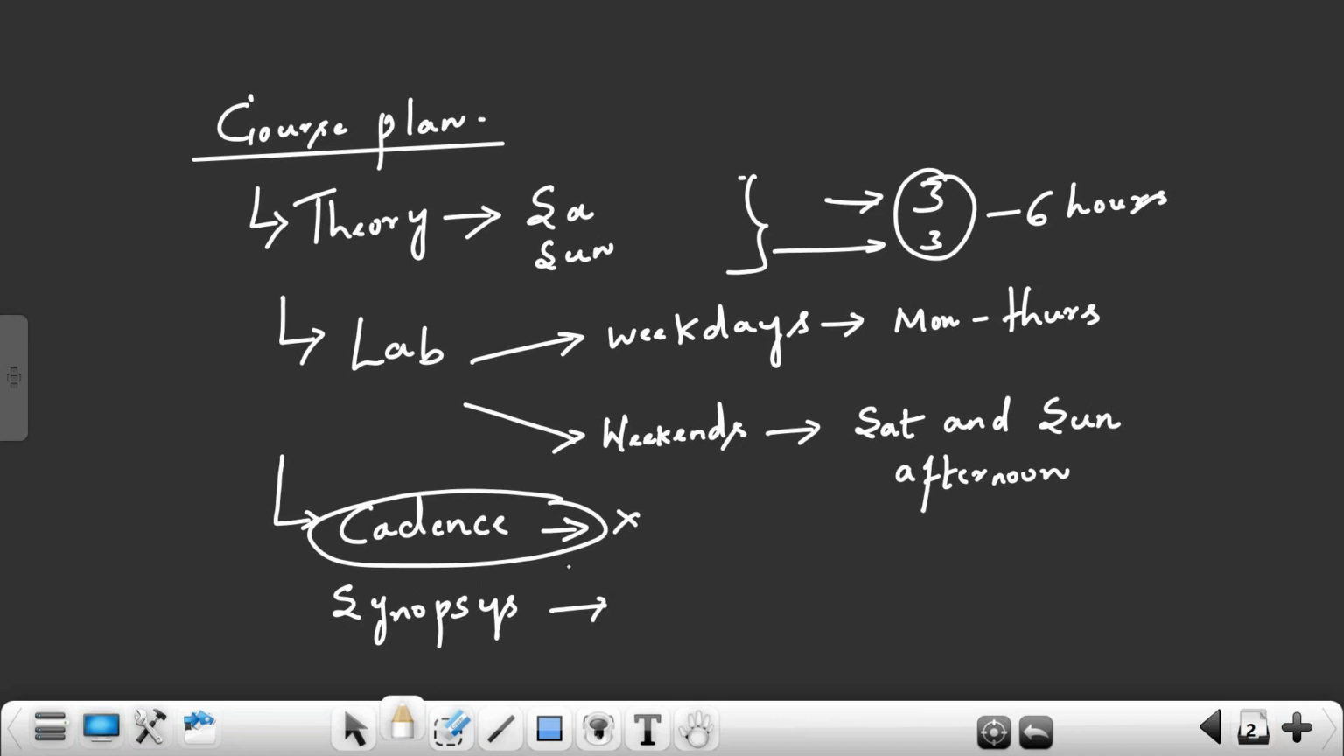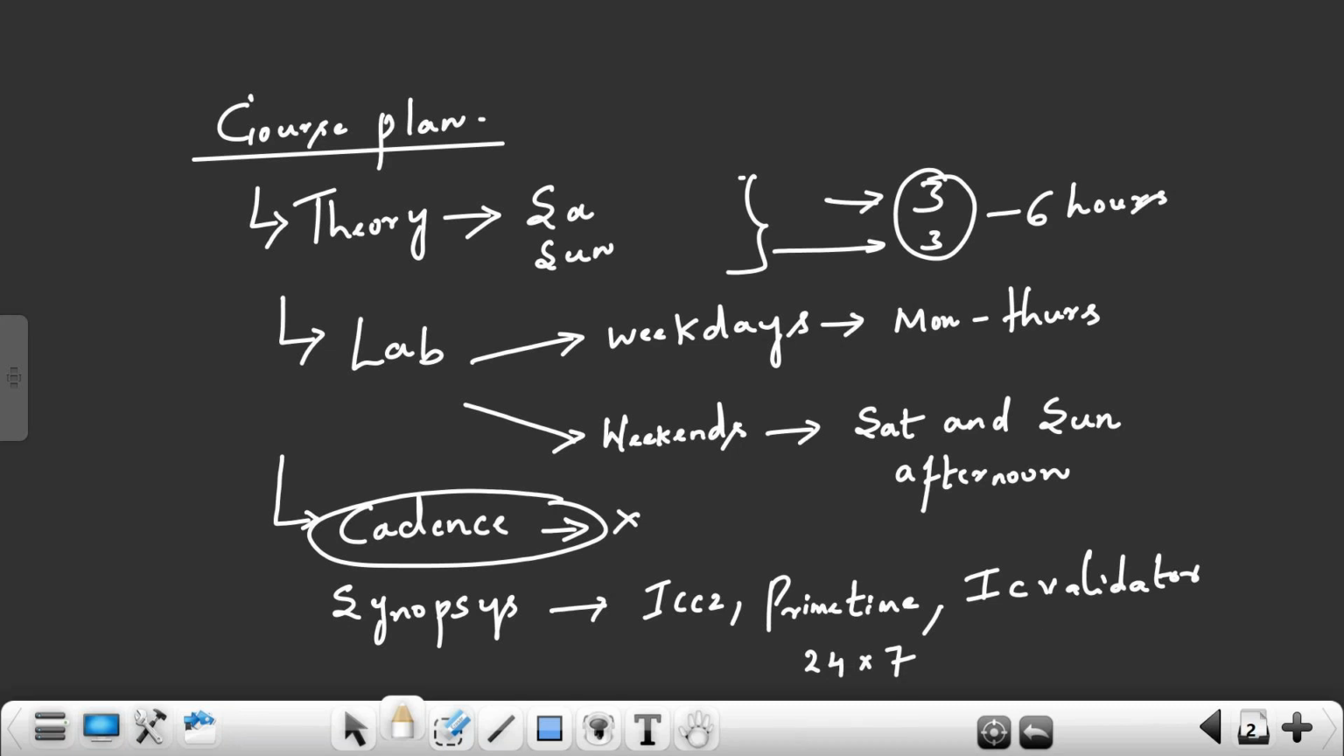So we use Synopsys tools, that is ICC2, PrimeTime, IC Validator, and these tools are given to you 24/7. You can utilize them 24/7.